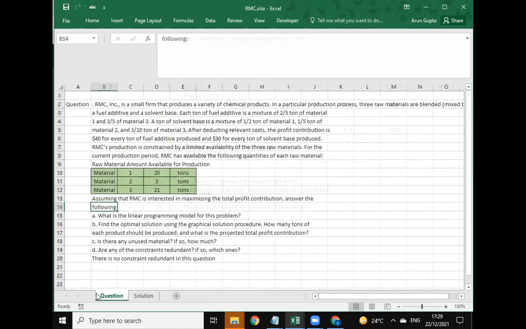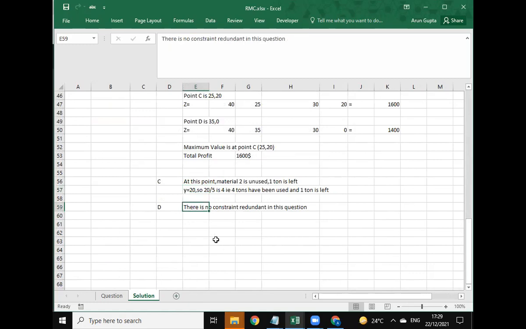And the last part of the question says, are any of the constraints redundant? If so, which one? Here, there is no redundant constraint in this question, as it solves all possible solutions. So there are no redundant constraints. I hope you have understood the question and the answer to that.